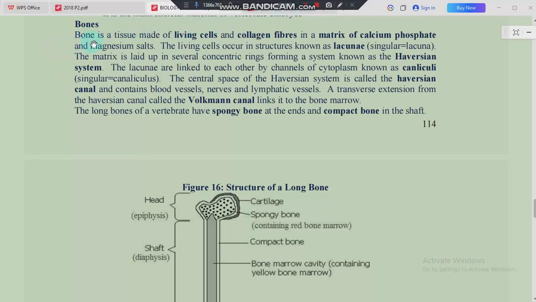So when you talk about the bone, it is simply a living tissue which is made up of collagen fibers, right? So this bone is made up of living tissues which also have collagen fibers in a matrix of calcium phosphate and magnesium salts. The living cells occur in structures that we call the lacunae, or the lacuna. The matrix is laid up in several concentric rings that form the Haversian system.